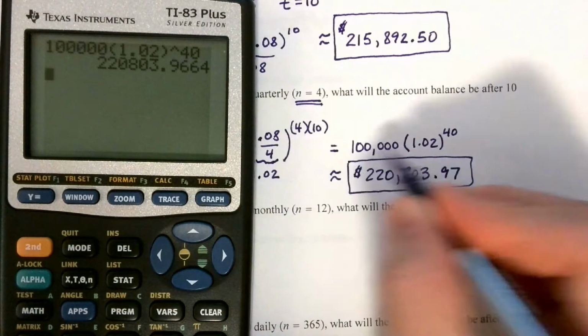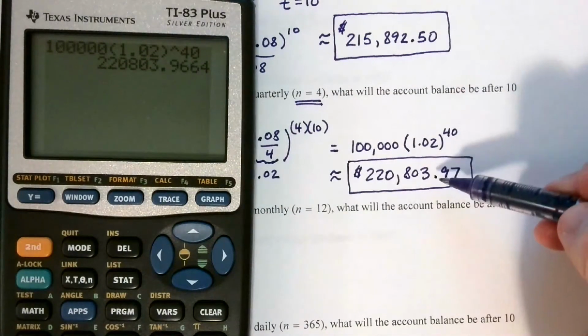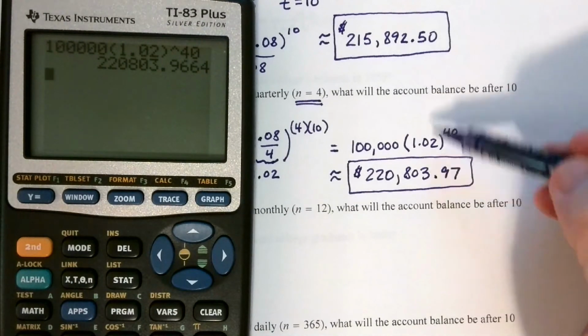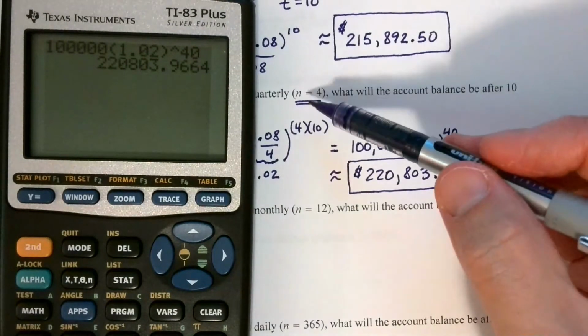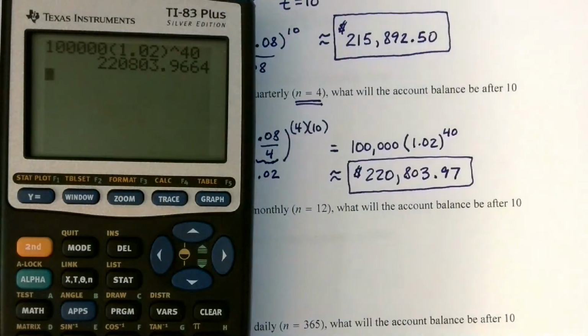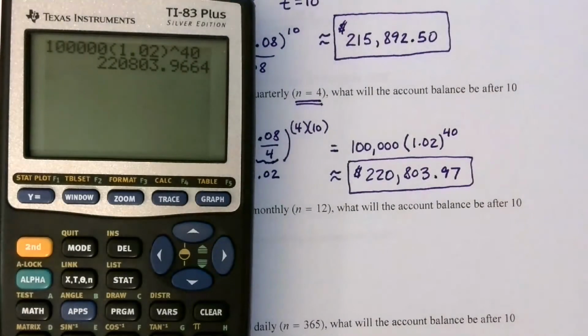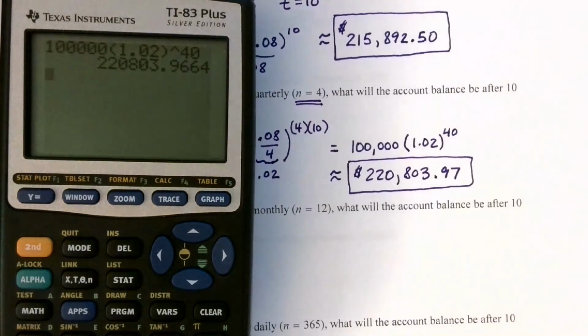So notice we get a little bit more money, right? The interest is increased, and that's because of the compounding. Increasing the number of compounding periods in a year is going to increase the interest, because you're gaining interest on interest. That's why it's called compound interest. You're earning interest on interest. And so your money, we say, grows faster in that sense.